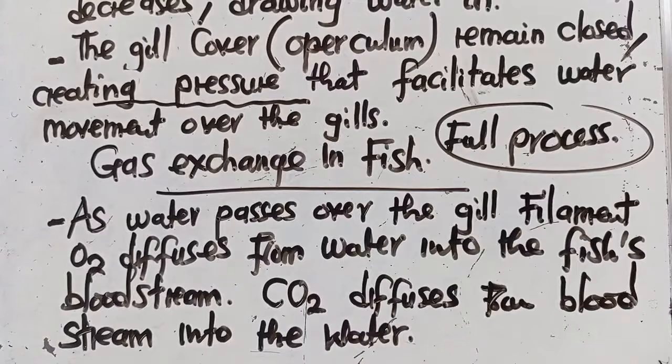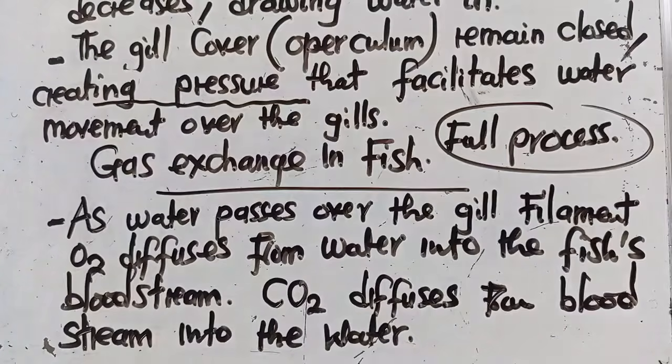This is gaseous exchange in fish. So you are just explaining what diffuses from what to what. And here we've explained that when the water passes over the gill filament, oxygen diffuses from the water into the fish's bloodstream, and carbon dioxide diffuses from the bloodstream into the water.